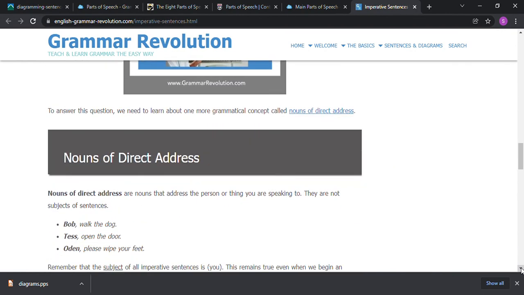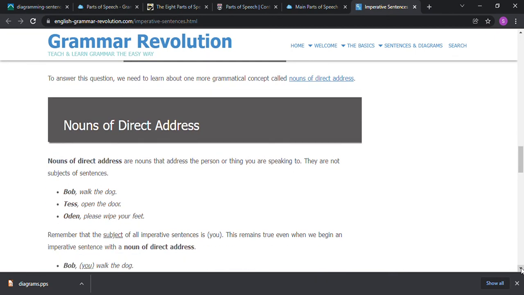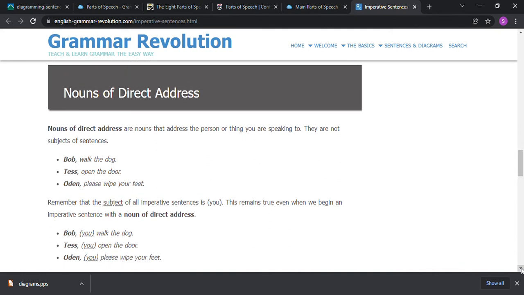And it talks about nouns of direct address, or nouns that address the person or thing you are speaking to. They are not subjects of sentences. Bob walked the dog. Tess opened the door. Odin, please wipe your feet. Remember that the subject of all imperative sentences is you. This remains true even when we begin an imperative sentence with a noun of direct address. Bob, you walk the dog. Tess, you open the door. Odin, you please wipe your feet.